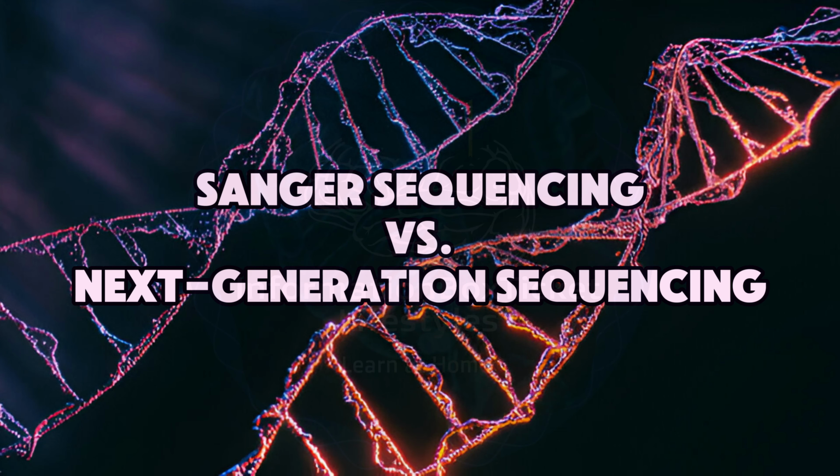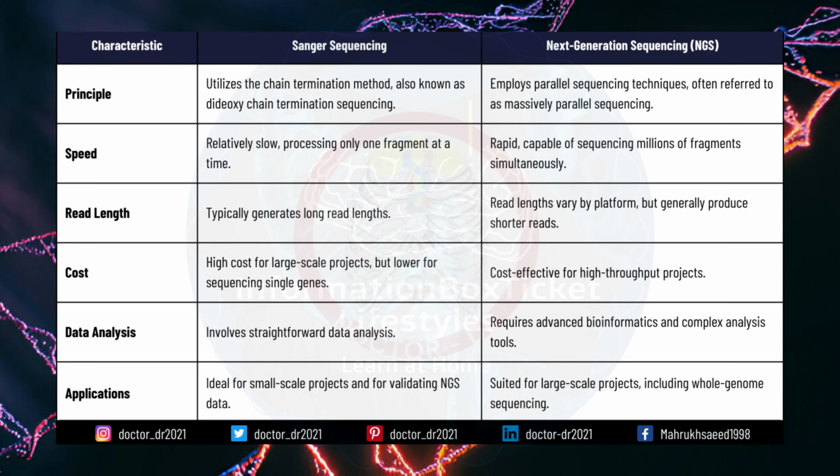Comparison of Sanger sequencing versus next-generation sequencing. Sanger sequencing utilizes the chain termination method, also known as dideoxy chain termination sequencing. In contrast, NGS employs parallel sequencing techniques, often referred to as massively parallel sequencing. When it comes to speed, Sanger sequencing is relatively slow, processing only one fragment at a time. On the other hand, NGS is rapid and capable of sequencing millions of fragments simultaneously.